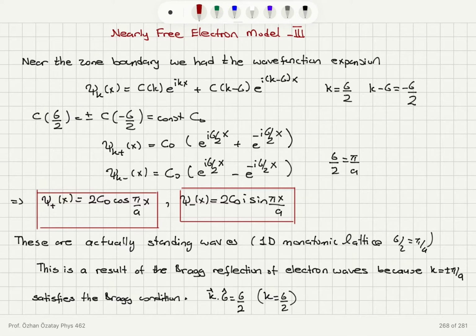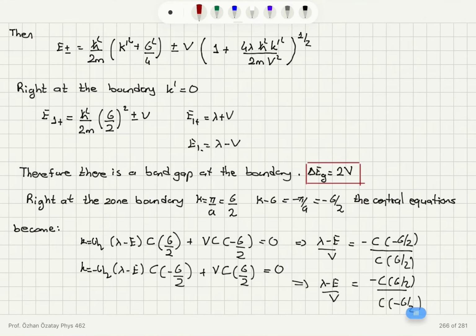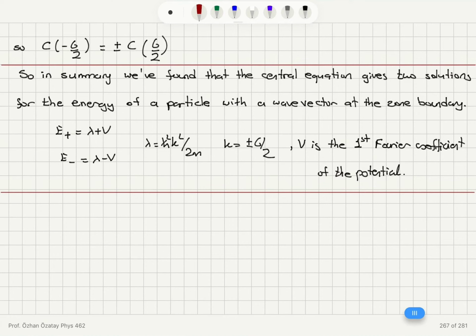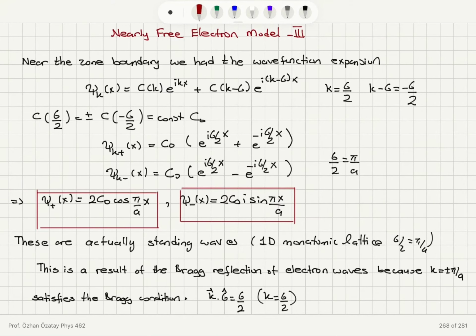And by plugging this into the central equation, last time we found that we have a relationship between these coefficients. C of minus g over 2 is plus or minus c of g over 2. So if we substitute this result as a constant c0 into the wave functions, for the plus 1 we have c0 times e to the ig over 2 x plus e to the minus ig over 2 x, and for the minus solution we have c0 times e to the ig over 2 x minus e to the minus ig over 2 x.